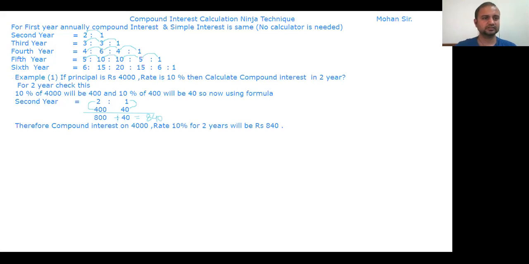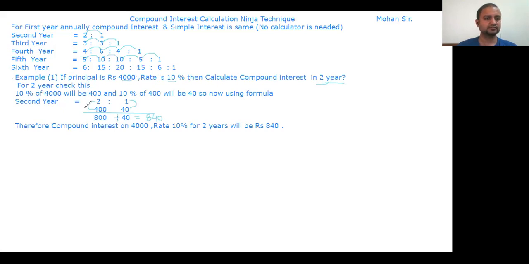For example, we can say example 1. If the principal is 4,000, rate is 10%, calculate the compound interest in 2 years. The year will be 2 according to the question. We can check like this.